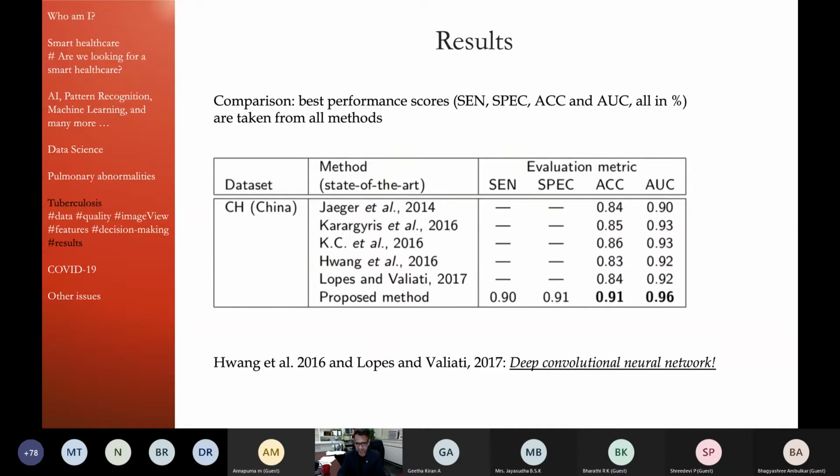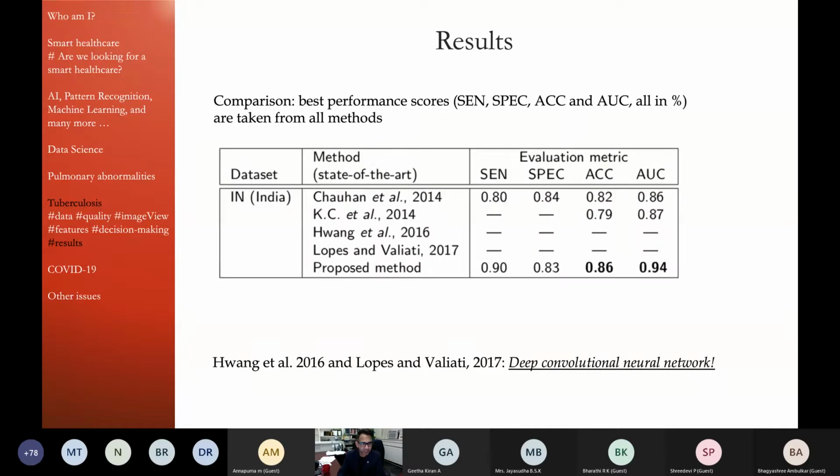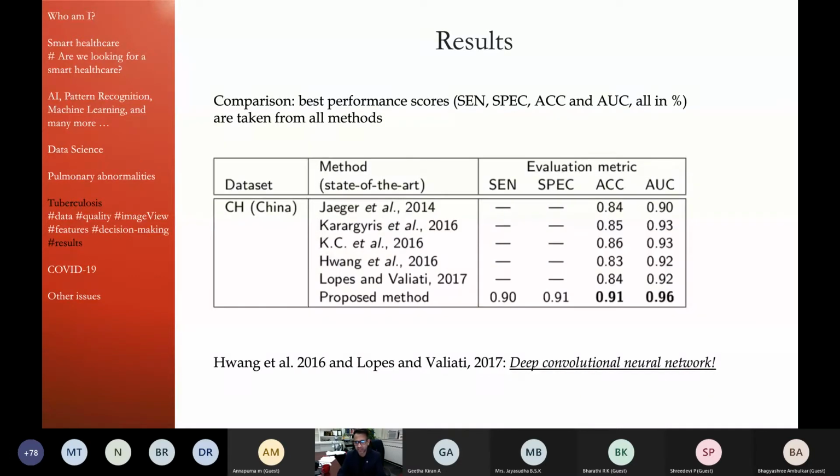When it's the Chinese data set, we got good results. And don't forget that. Here's the guy who is using a deep learning network. Who's the guy? 2017, Lobson Belite, okay, and Hong et al. 2016. They do deep learning, but they didn't do anything. So we basically overcome them, right?